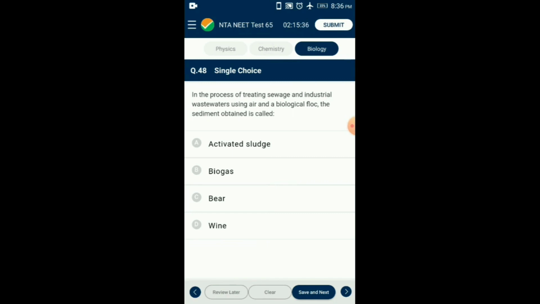discharged. Once the BOD of the sewage or wastewater is reduced significantly, the effluent is passed into a settling tank where the bacterial flocs undergo sedimentation and the sediment is thus called activated sludge. So the answer for this question is option A, activated sludge.